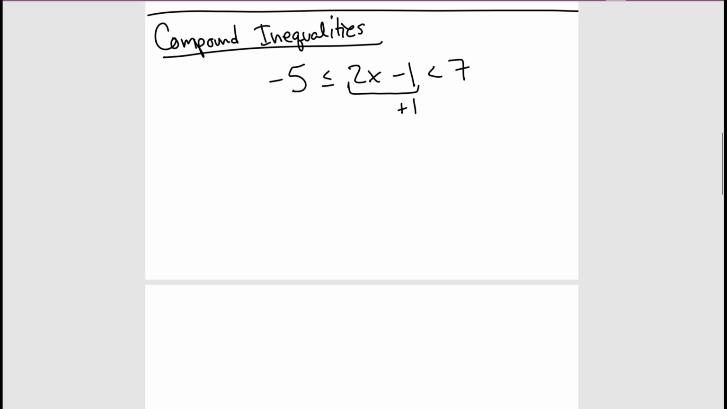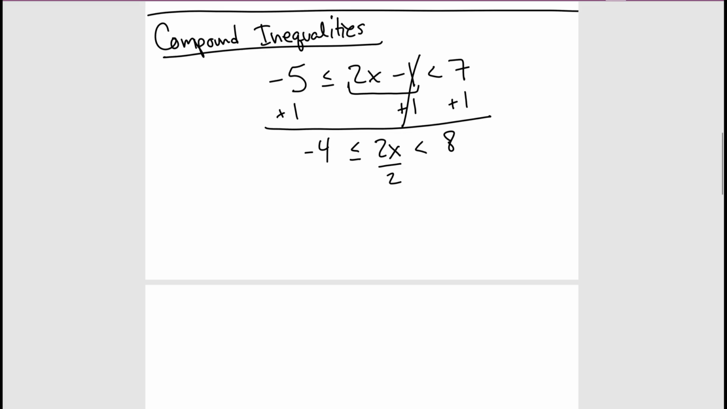But now where am I going to add 1? Since there's two sides, I'm going to add it to all of the sides. So if I add it to one side, I also have to do it to the other. So now this is going to go away. I'm going to be left with 2x less than 8. And then over here, a less than or equal to -5 plus 1 is going to give me a -4.